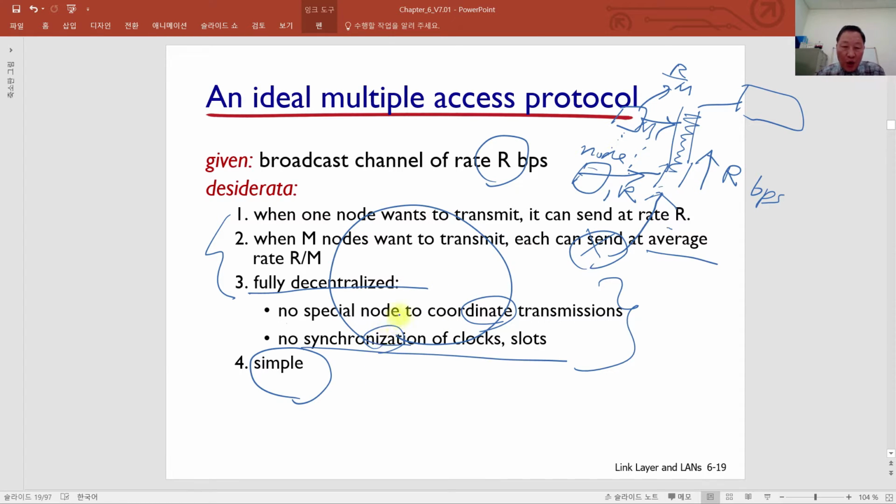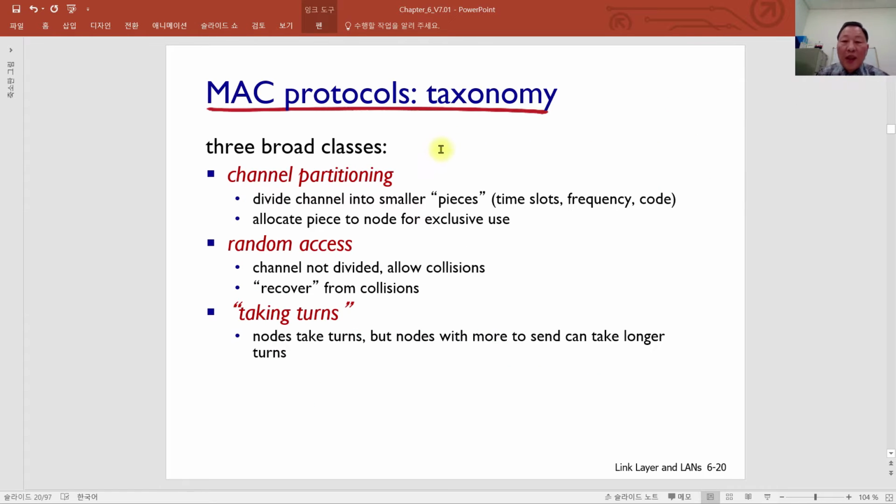Thus we are assuming this simple requirement, desiderata, that is requirement. And we developed some solutions already, and we are using them every day. This is explaining about the taxonomy.